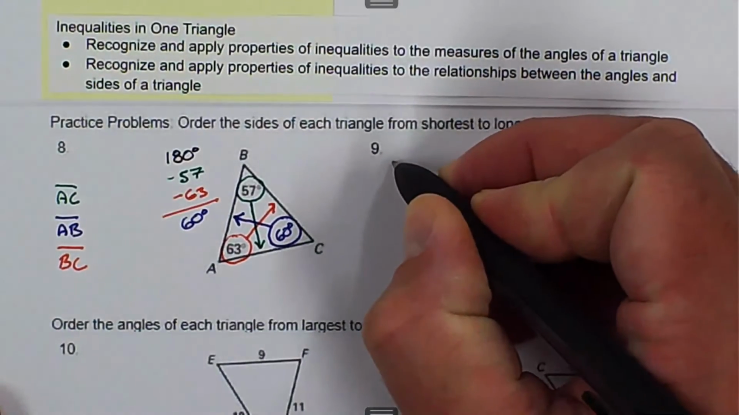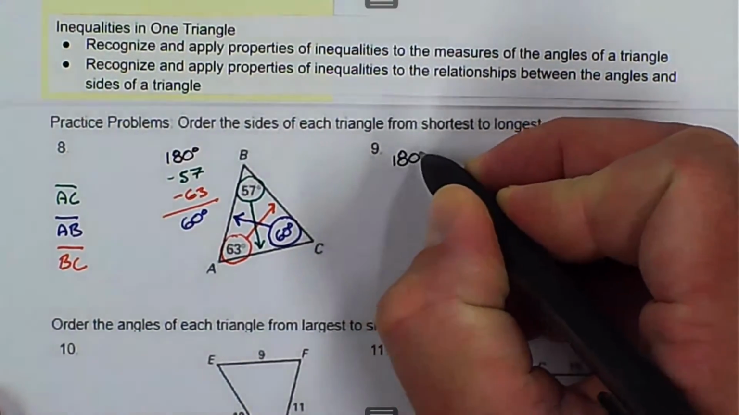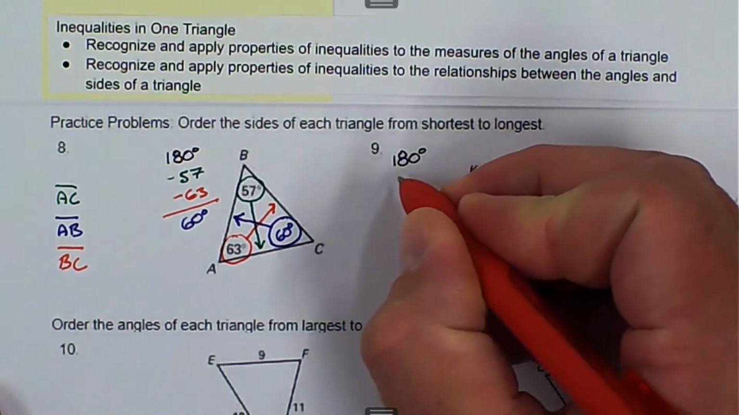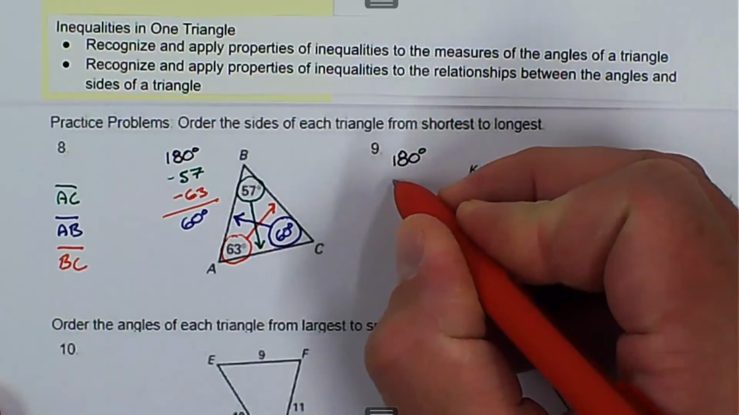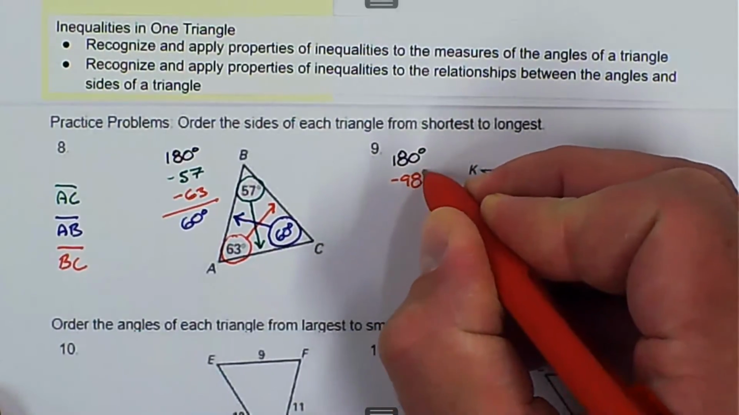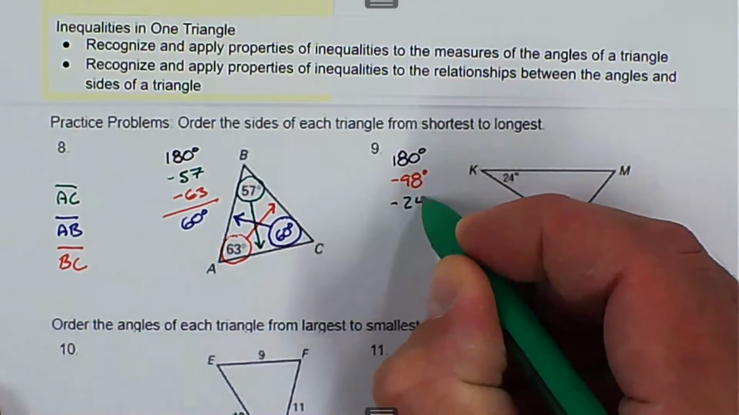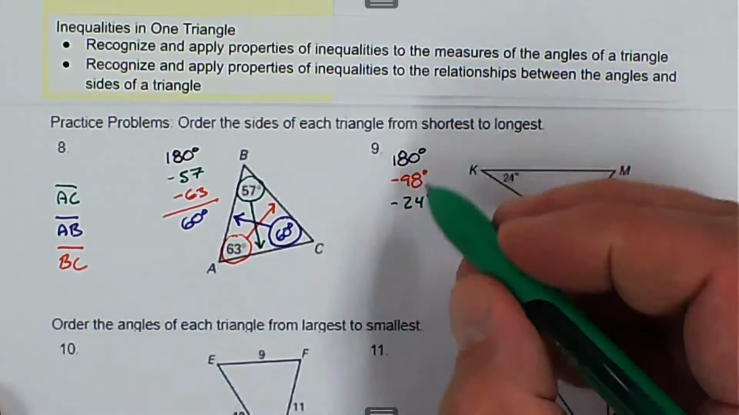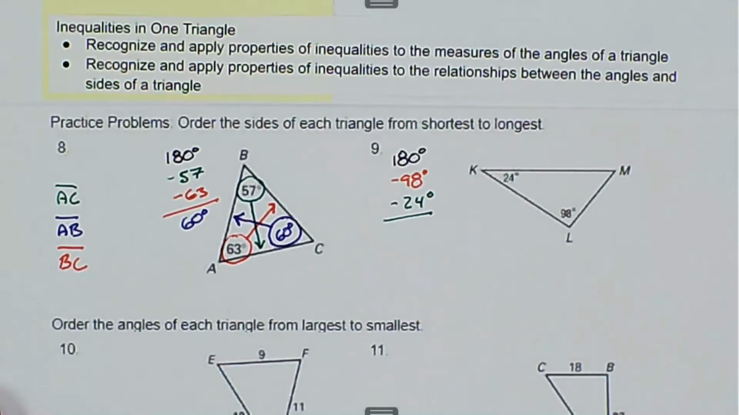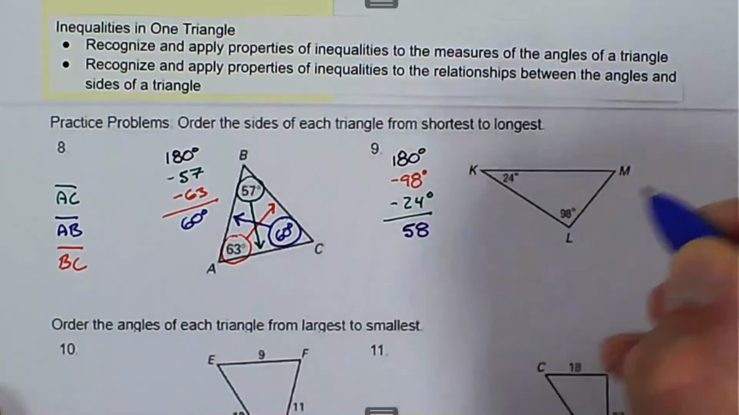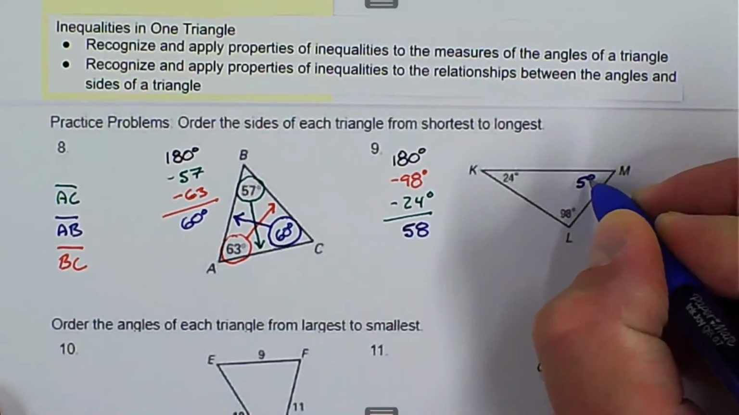So we start with 180 degrees because we know the triangle sum theorem, and we're going to subtract the two angles that we know. So we're going to subtract 98, and we're going to also subtract 24. And 180 minus 98 minus 24, and we get 58. So this is 58 degrees.